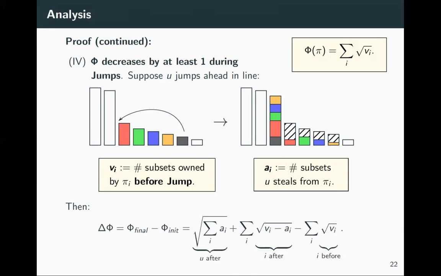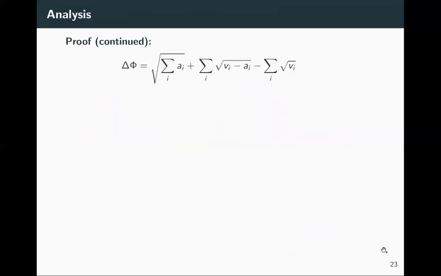So what is this? This first term is the contribution of u to the potential after the move. Why is this? Because u's height was initially 0. So after the move, its height is precisely everything it stole from everybody, which is the sum over i of ai. Pi i's contribution to the potential after the move is its height after the move, which is its initial height minus what u stole. And its contribution before the move is just square root of vi. So we need to bound this expression and ideally show that it's bounded above by -1.